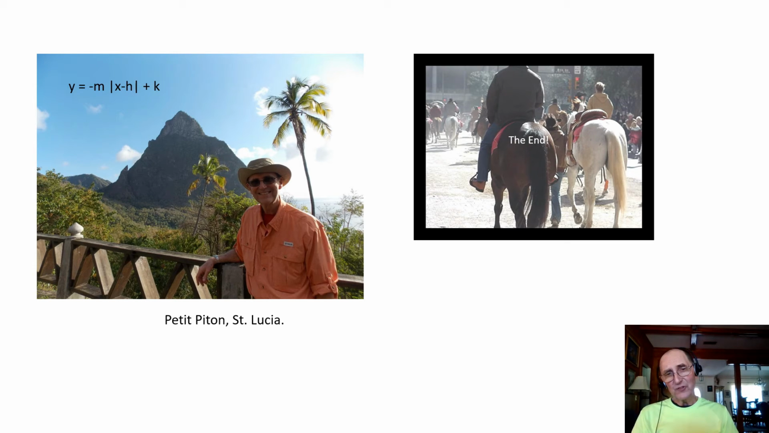By the way, the picture that you see here is of Le Petit Piton on the island of St. Lucia. This is a volcanic peak made out of dacite. The general equation of its current geometrical shape is y is equal to minus m times the absolute value of x minus h plus k. The minus sign in front of the m, being the slope, means that the geometric feature points upward rather than downward.